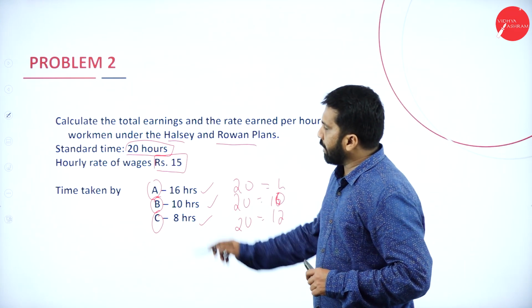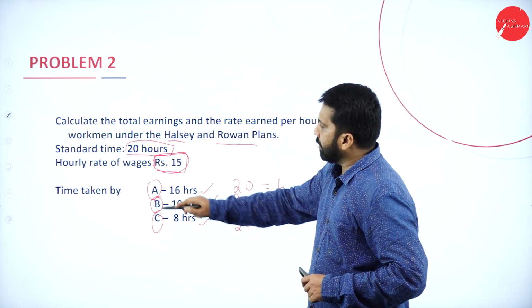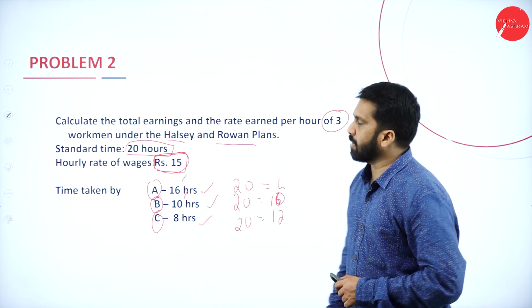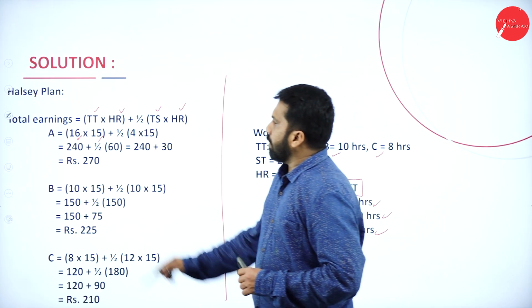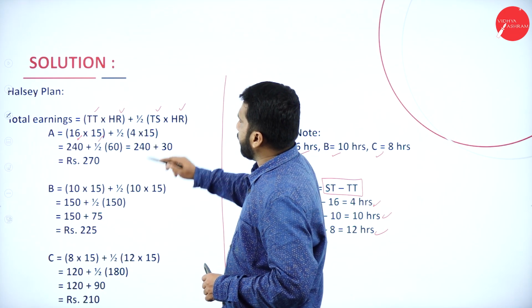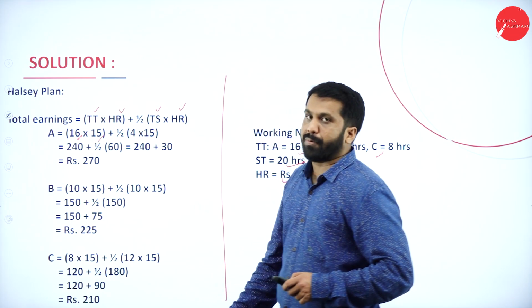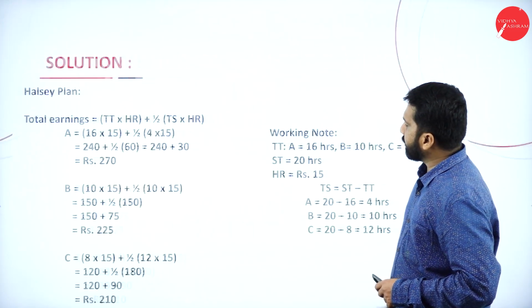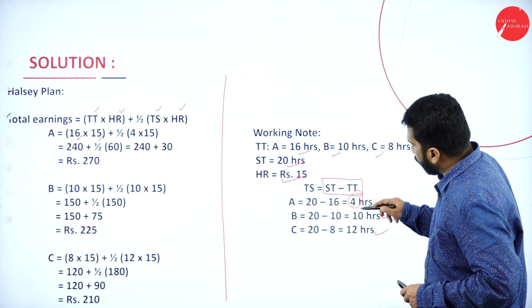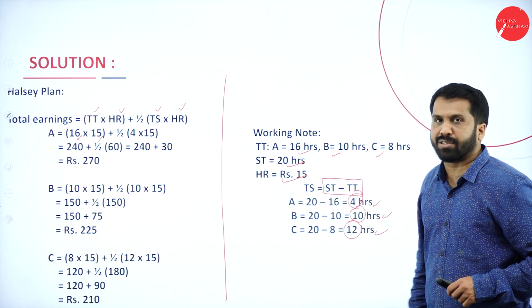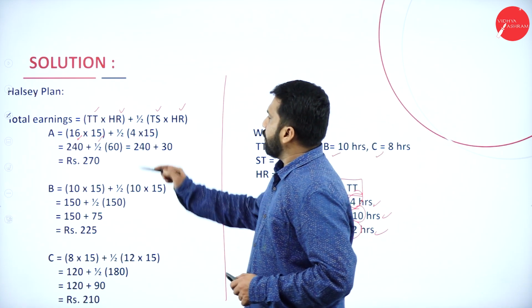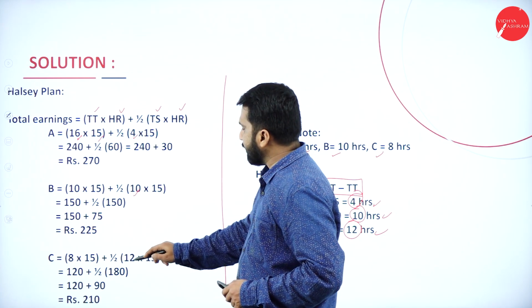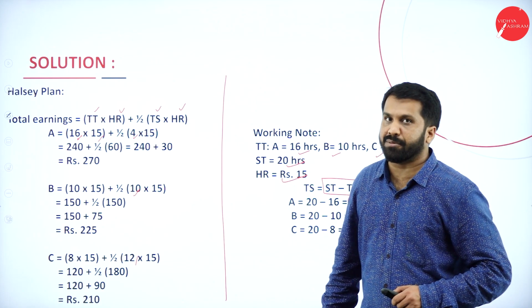In the question, they have given hourly rate is 15 and time taken will be 16, 10 as well as 8. Similarly, time taken and hourly rate, time saved. Where did you get time saved? Just now we calculated these are the time saved: 4 hours, 10 hours as well as 12 hours. So 4 hours he has saved, 10 hours, and around 12 hours.